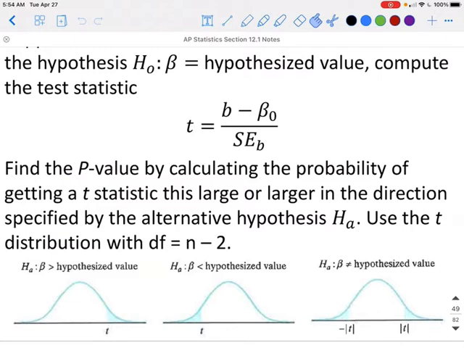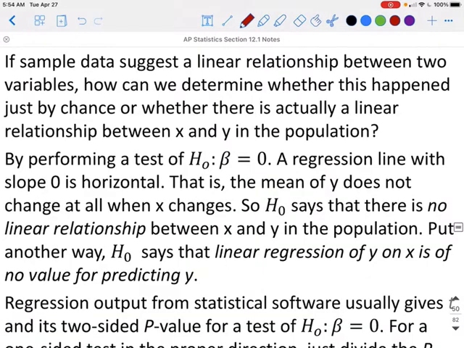So if our alternative hypothesis is that beta is greater than the hypothesized value, we are finding the area to the right. If it's less than, we're finding the area to the left. And if it's not equal to, remember that makes it a two-tailed test, and you're going to have to find the area on both sides.